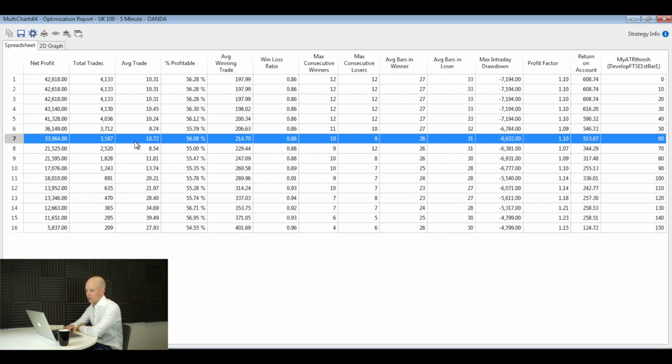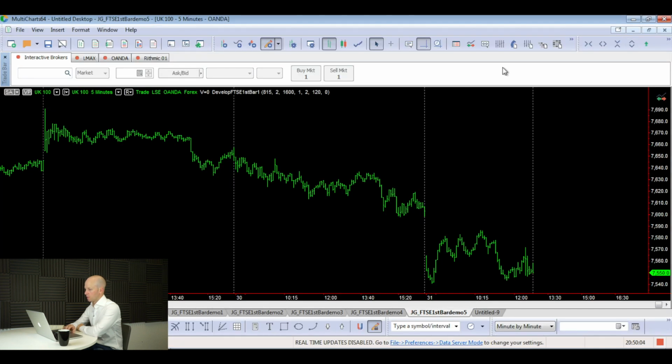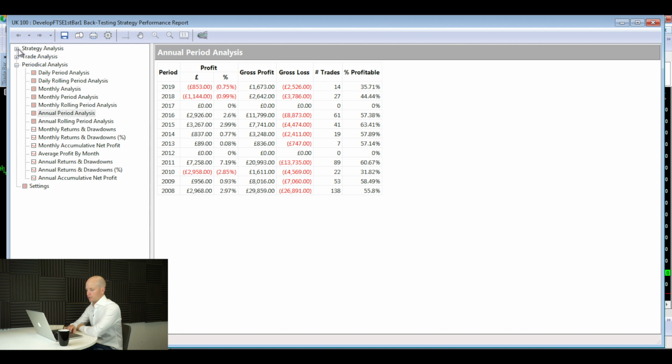Looking at these numbers, I can't see any benefit for using 60 particularly. We will have a look at the equity curve using 60 as well. So the equity curve now, this is looking at an ATR above 120.